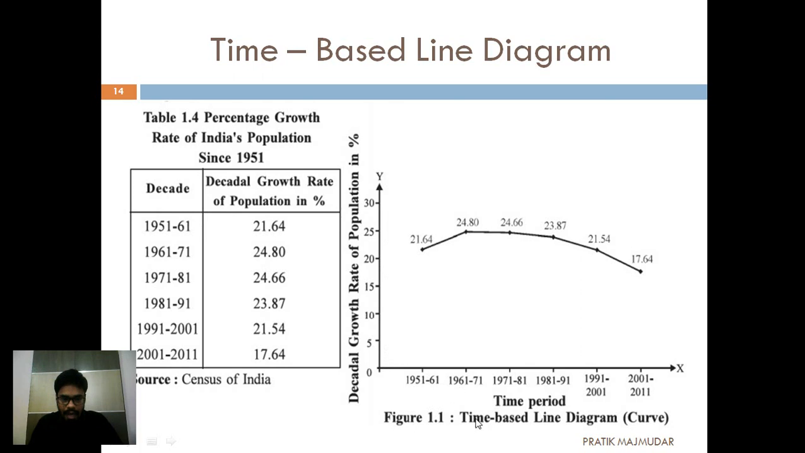So what is considered on x-axis? On x-axis we have shown the time period, the decades, the years 1951, 61, 71, 81, 91 and 2001 are here. The decadal growth rate in percentage is written on y-axis. So this is a dependent variable and the x-axis becomes an independent variable. Then you just have to do what you have studied in standard 7 or 8 or 9. Just put the dots here and connect the dots. Then you are going to create this kind of diagram. So this is about the time based line diagram.